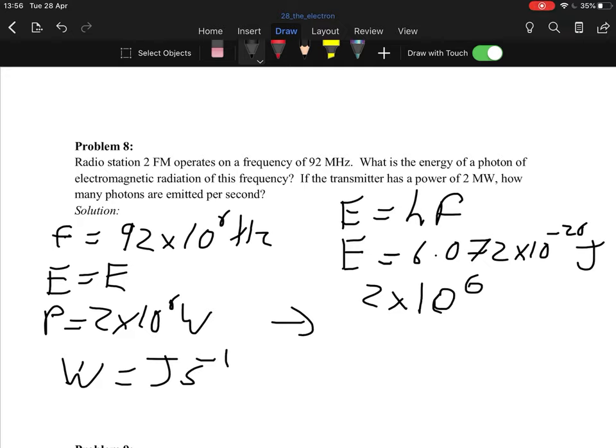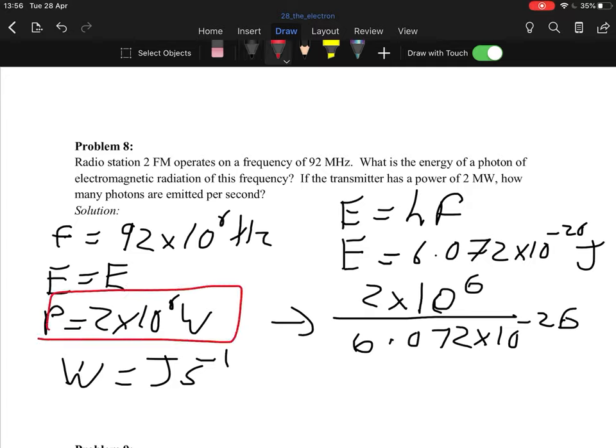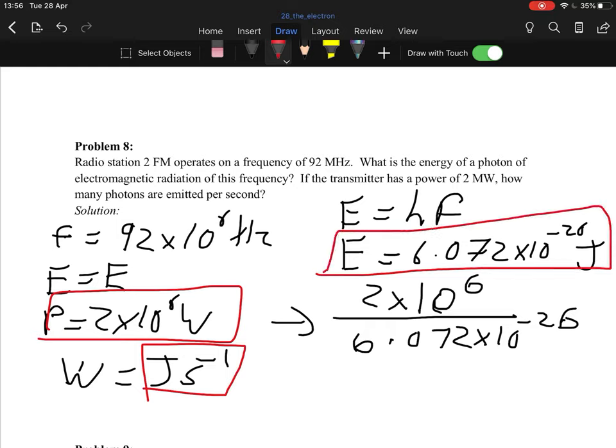All right, so therefore what we do is we have to say, well, the total power is 2 by 10 to the 6. That's the total power, and we divide it by 6.072 by 10 to the minus 26. Okay? So if the total power that we have is 2 by 10 to the 6, that's joules per second, you see? Joules for every second, how many joules per second. And each photon is this.